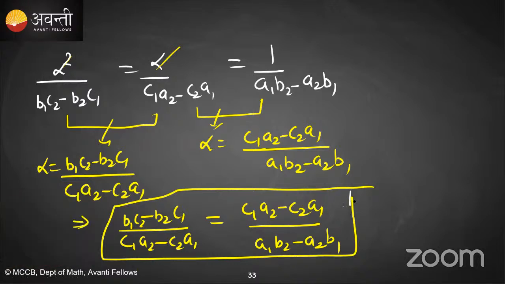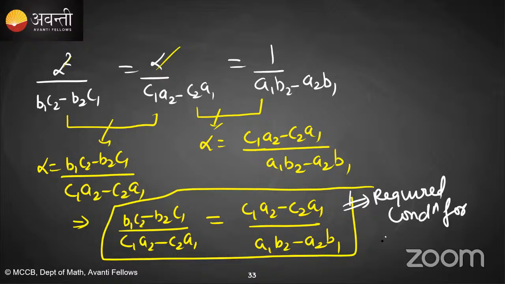So you can say that this is the required condition for one common root. Is this clear? Everybody tell me quickly in the chat box. Is this clear? So look, simplify this a little. Okay, cross multiply. So what will you get? Tell me, if you do cross multiply.